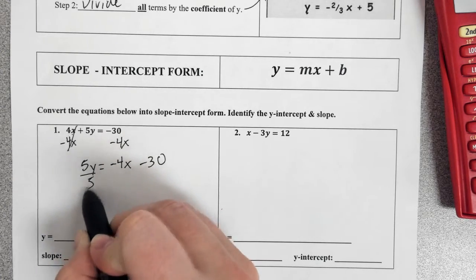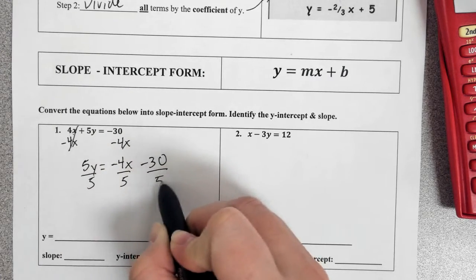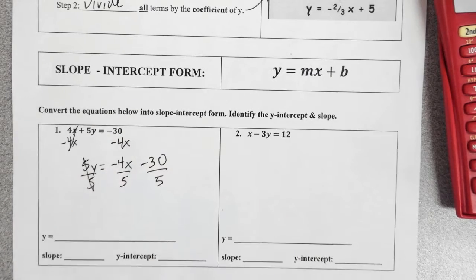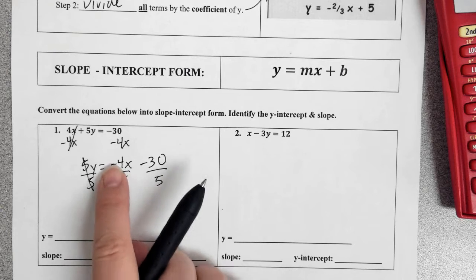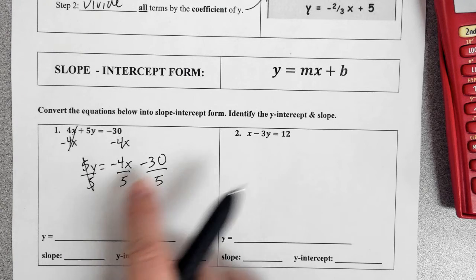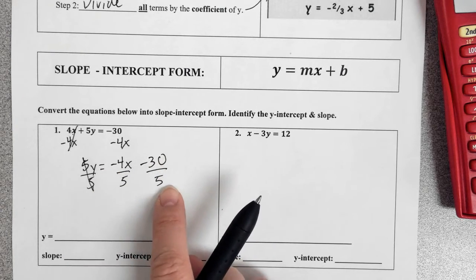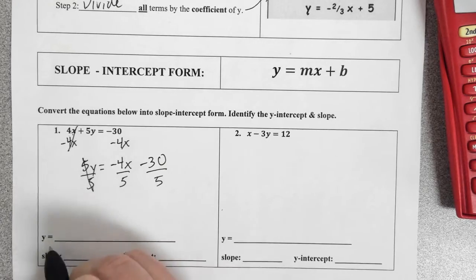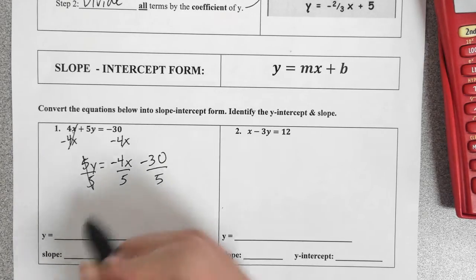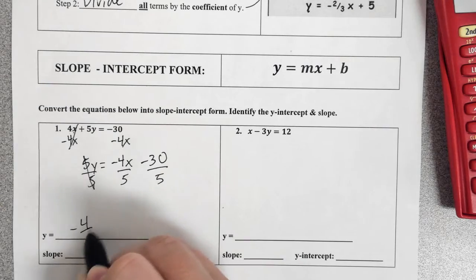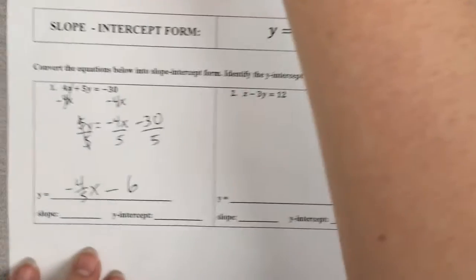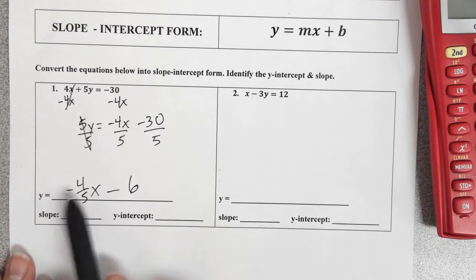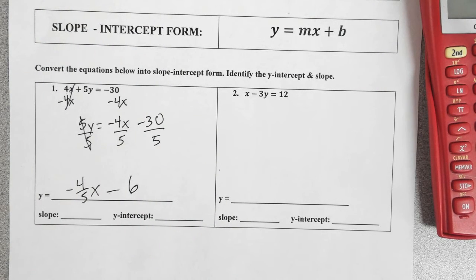Next, I need to divide by 5. That's going to cancel here. That'll leave me with y all alone. 4/5 here, but it'll be negative because I can't reduce that fraction. And then I'll divide 30 and 5, and I'll get 6. So my final equation is going to be y equals negative 4/5 x minus 6. So y equals, and then negative 4/5 x minus 6.